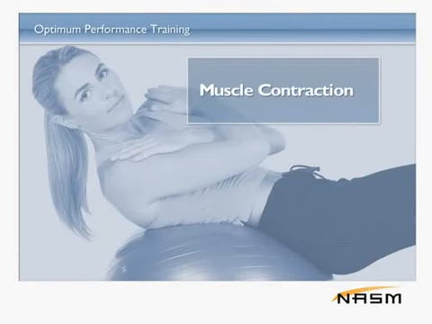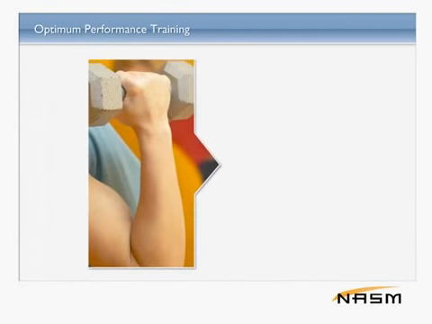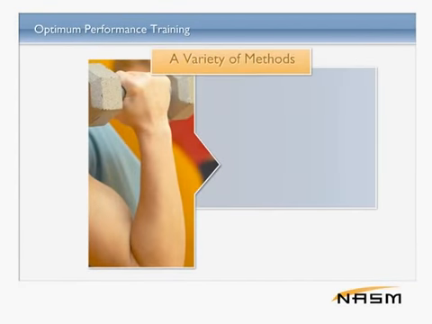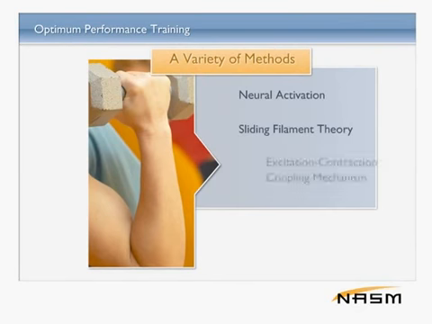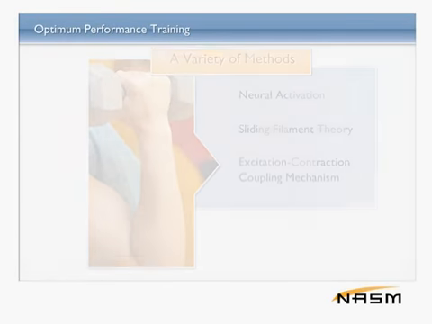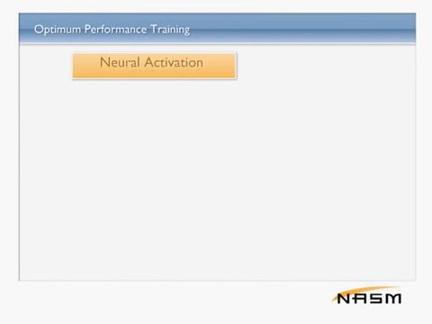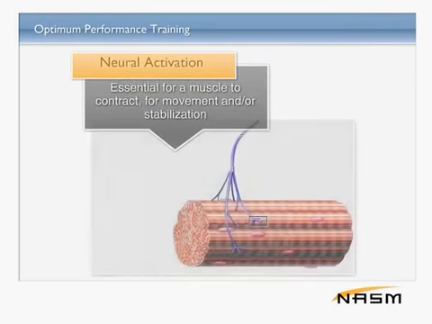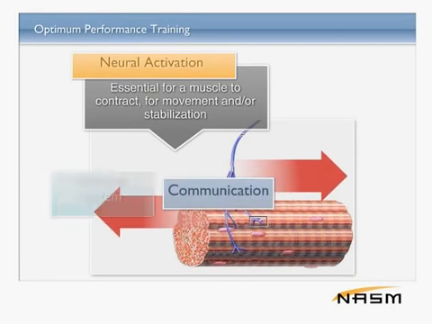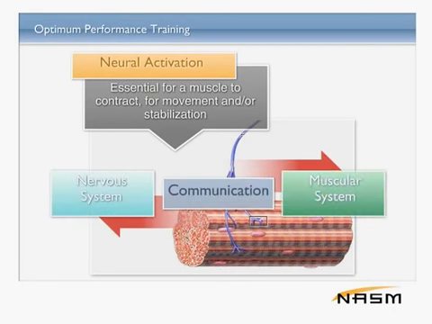Muscle contraction. Muscles generate force through a variety of methods. These methods, which include neural activation, the sliding filament theory, and excitation-contraction coupling mechanism, will be reviewed, starting with neural activation. Neural activation is essential for a muscle to contract, for movement and/or stabilization.